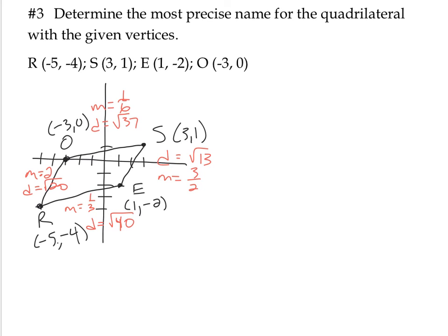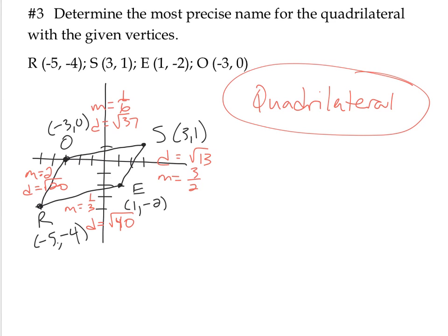We look at the slopes, none of them are the same, none of them are opposite reciprocals. So in this case, we just have a quadrilateral. No other more specific name we can give. It's just a quadrilateral. Okay, again, using slope, using distance to help figure out where we have sides that are congruent, parallel, perpendicular, to help us figure out what category it might fit into.